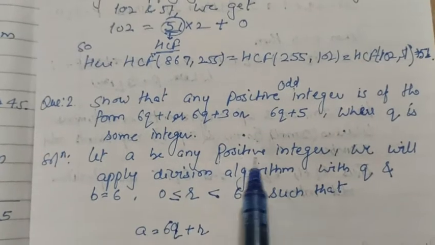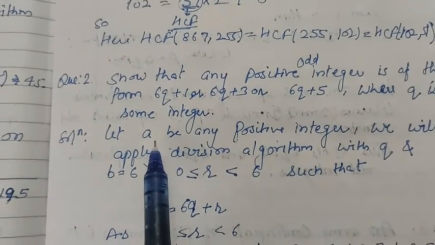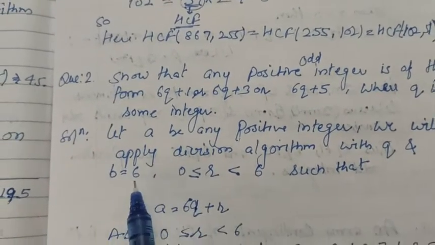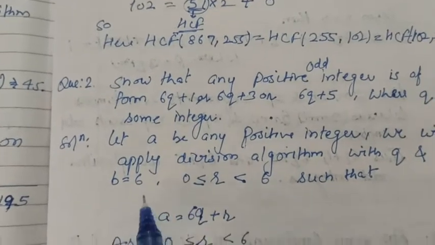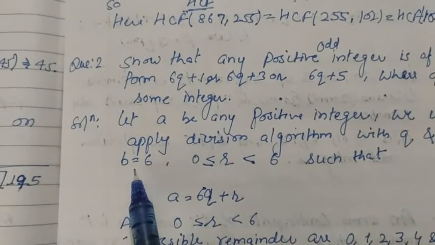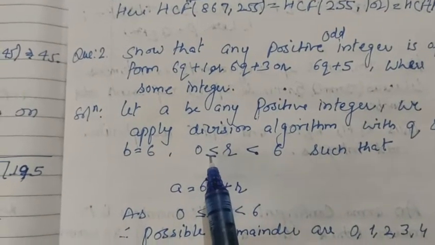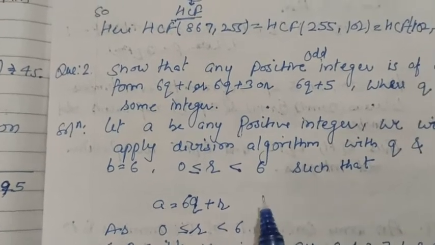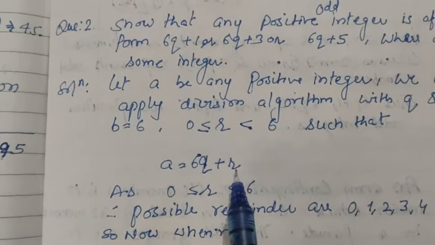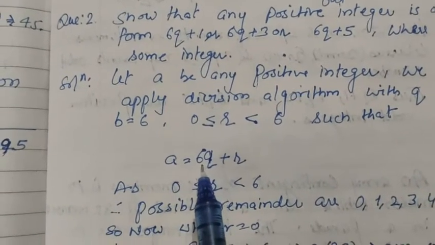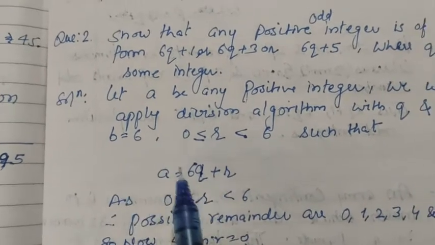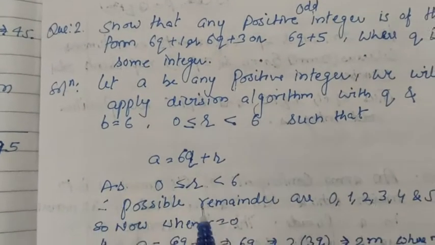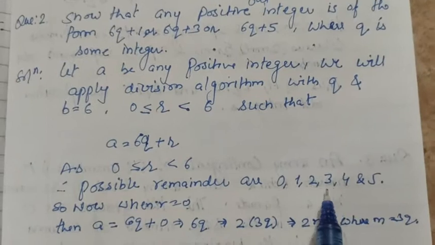So let a be any positive integer. We assume the dividend as a, and we will apply the division algorithm with q, that is quotient, and b equals 6, that is divisor equal to 6. The remainder will be greater than or equal to 0 and less than the divisor, that is 6. So a will be equal to 6q plus r, where a is the dividend, 6 is the divisor, q is the quotient, and r is the remainder. So r can take values 0 to 5, and our possible remainders are 0, 1, 2, 3, 4 and 5.